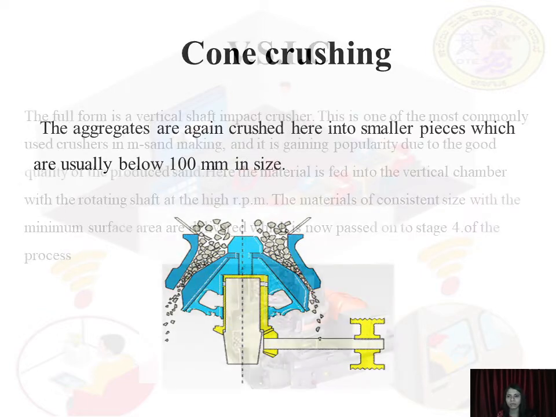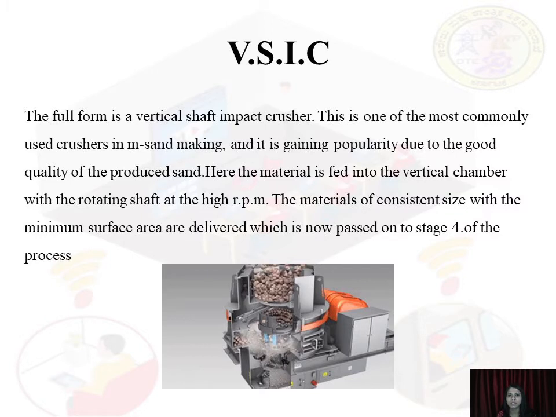The next one is VSIC. The full form of VSIC is Vertical Shaft Impact Crusher. This is also one of the crushers. It is one of the most commonly used crushers in making M sand, and it has gained popularity because of its production of good quality sand. Here the material is fed into the vertical shaft chamber with the rotating shaft at a high rate, and the materials of consistent size are crushed into a smaller size.